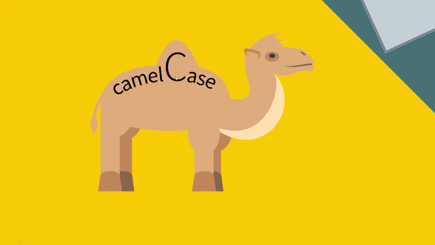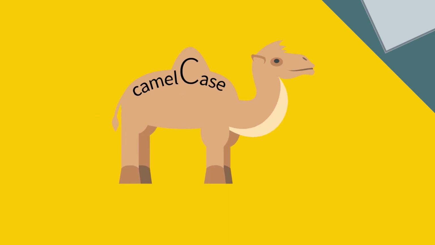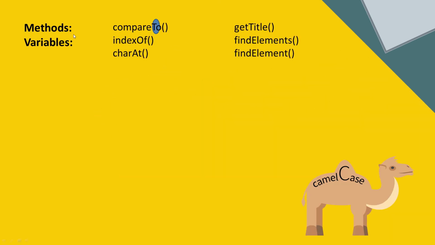Here, as you can see, if we are using multiple words like camel and case, the first letter of the first word will be in small case. The first letter of each subsequent word will be in caps, just to show the separation between the words. Let's see some examples. In Java, while writing method names and variable names, we use camel case. The first letter of the first word will be in small case. The first letter of each subsequent word will be in capital, just to show the separation between the words. Like here, c is in small, T is in capital.